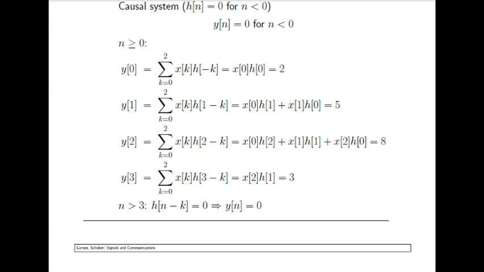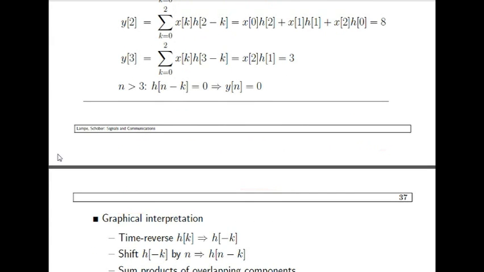Okay, so for y[2], you can follow a similar procedure and you will get the answer 8. Similarly for y[3]. Okay, and if you check for n greater than 3, then you will know that h[n minus k] is equal to 0, which implies that y[n] is equal to 0. Okay, so this is how you calculate the convolution sum.